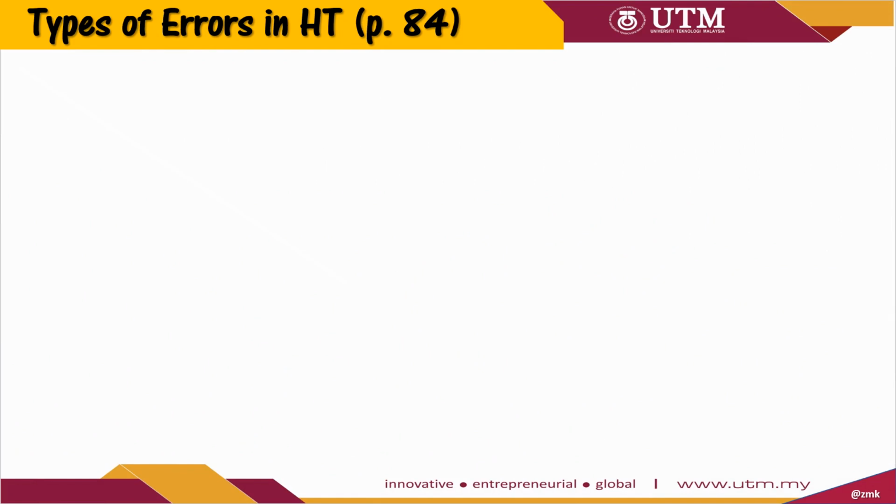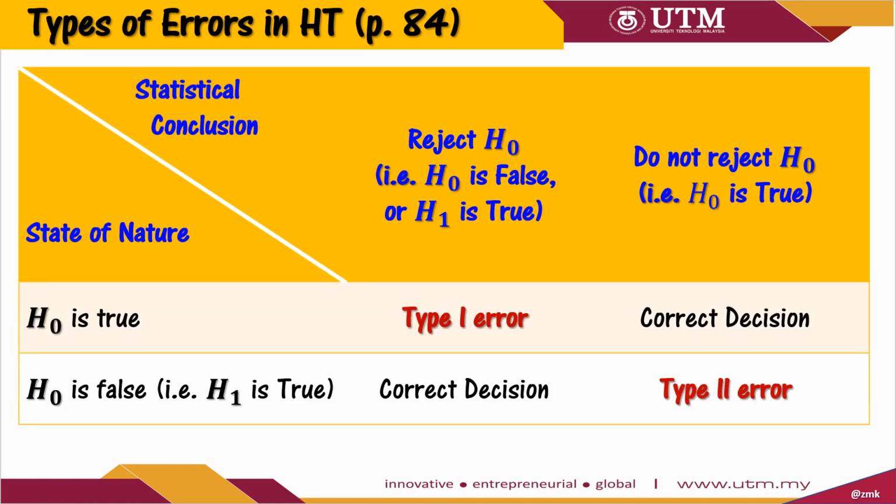You can refer to page 84 in the Statistics for Engineers textbook for the type of statistical errors we can possibly make when we perform a test of hypothesis. There are two possible errors that can occur in a test of hypothesis as tabulated in this table. Let me explain the table. The first column shows two possible states of nature: either H0 is true or H0 is false, which implies H1 is true.